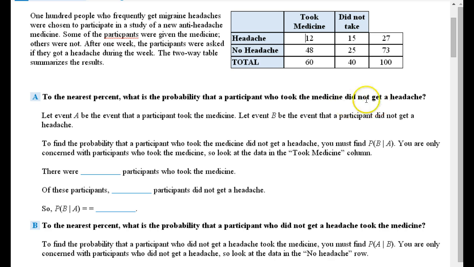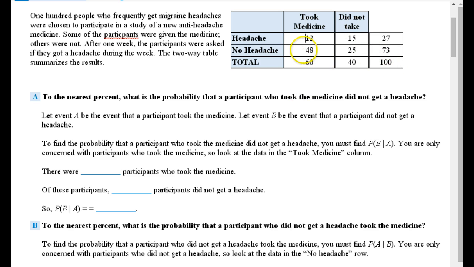So they're asking us, what is the probability that they did not get a headache? So we're looking at how many of these people in this column did not get a headache, and that would be 48, right? And what's the total? Well, we wouldn't go by the total that includes people who didn't take the medicine.